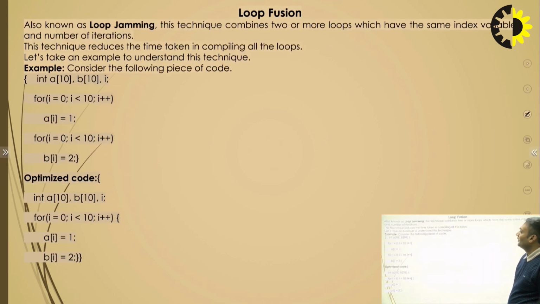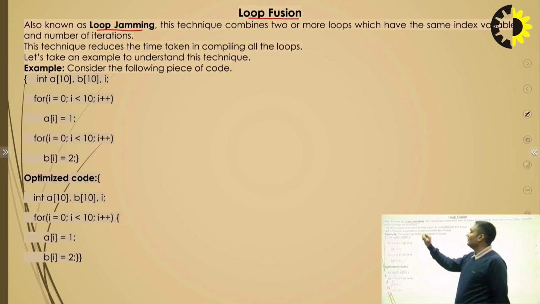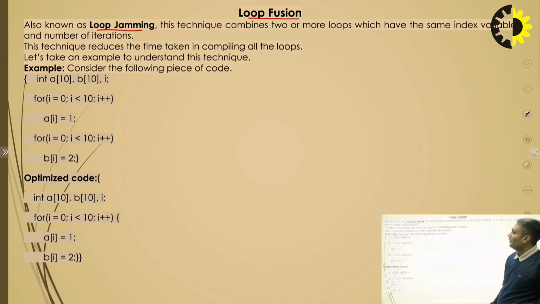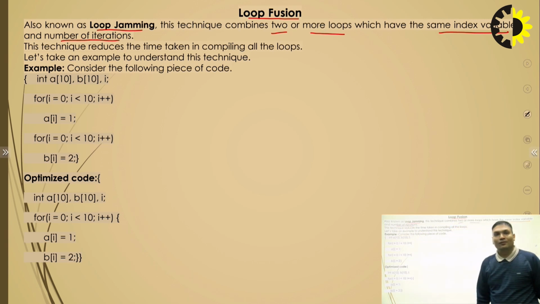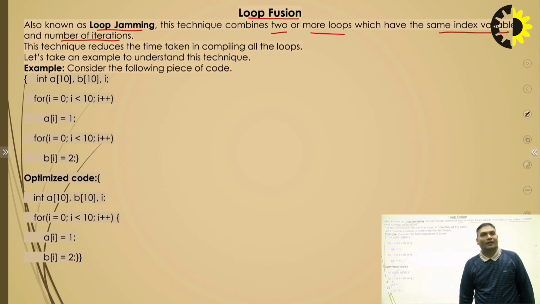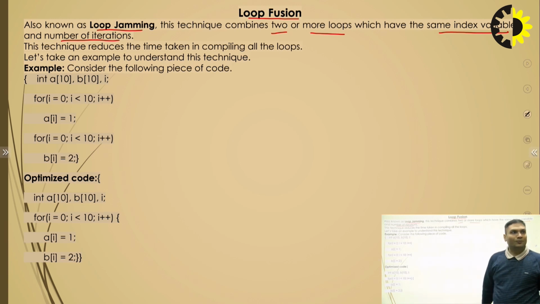Now let's understand another technique called loop fusion. Loop fusion is also a technique of code optimization, and it is also called loop jamming. Loop jamming is a very similar or the same technique as loop fusion. In this technique we combine two or more loops which have the same index variable and the same number of iterations. So when we have two or more loops where the index variable and number of iterations are the same, we combine those loops, and that's called loop fusion or loop jamming.